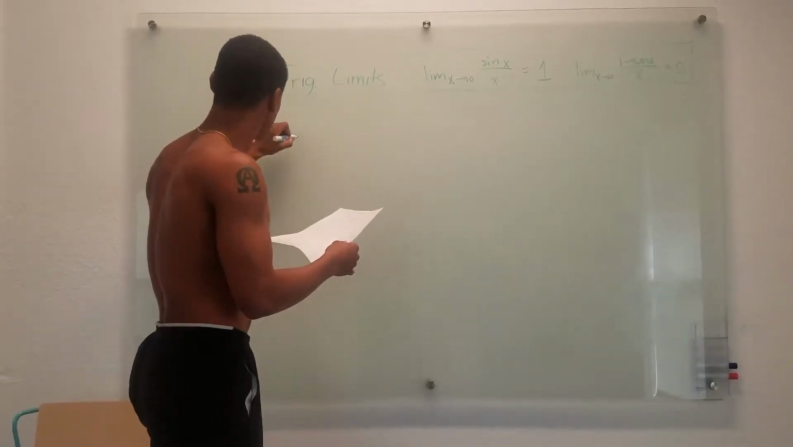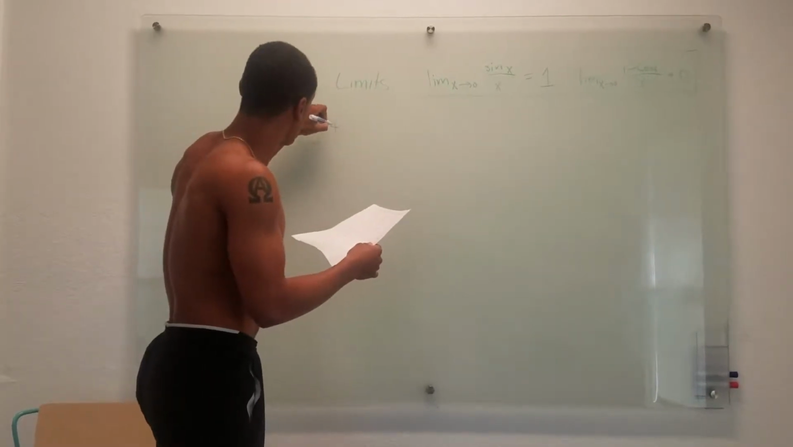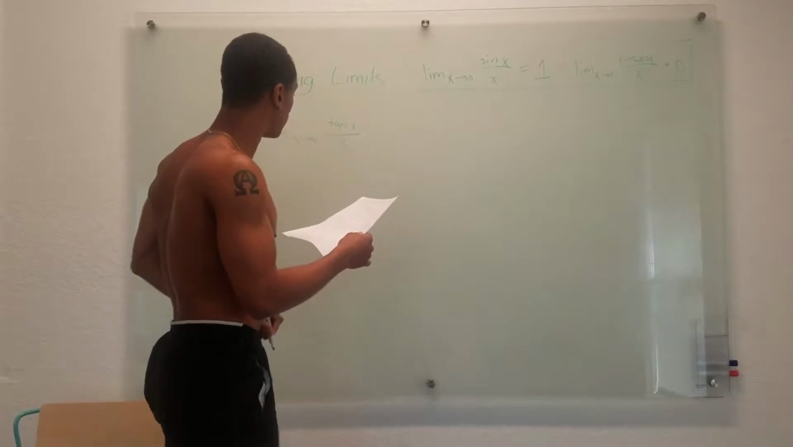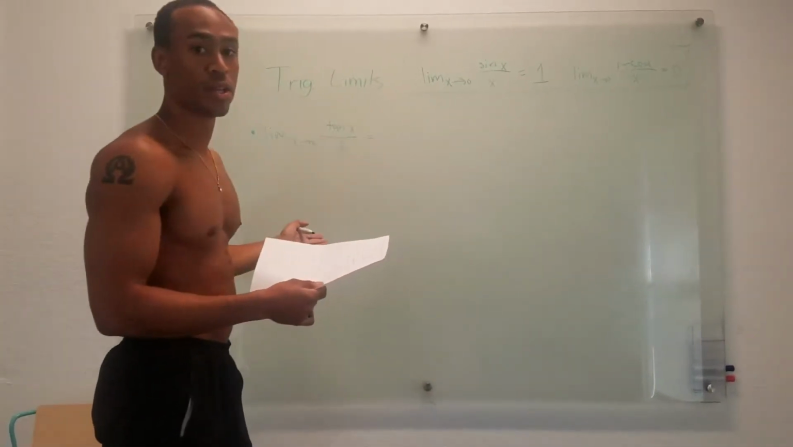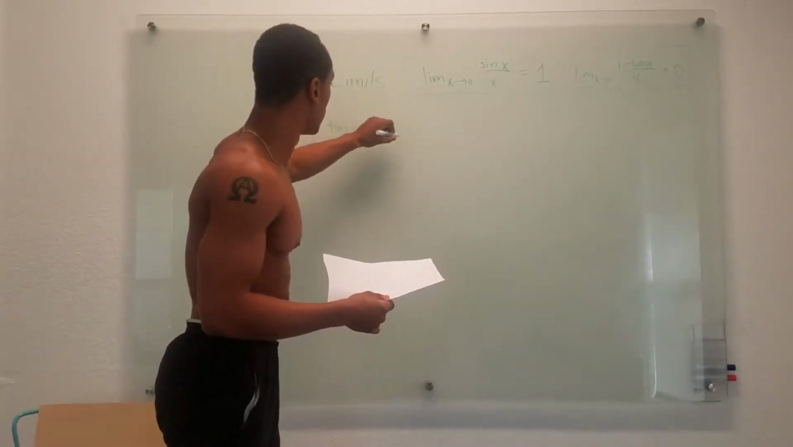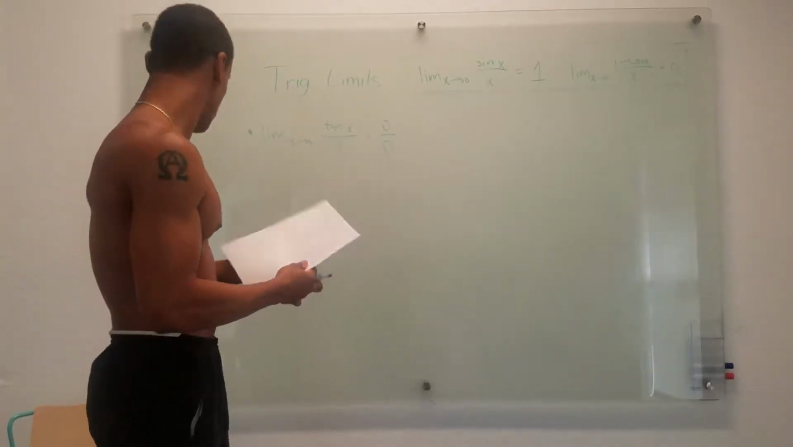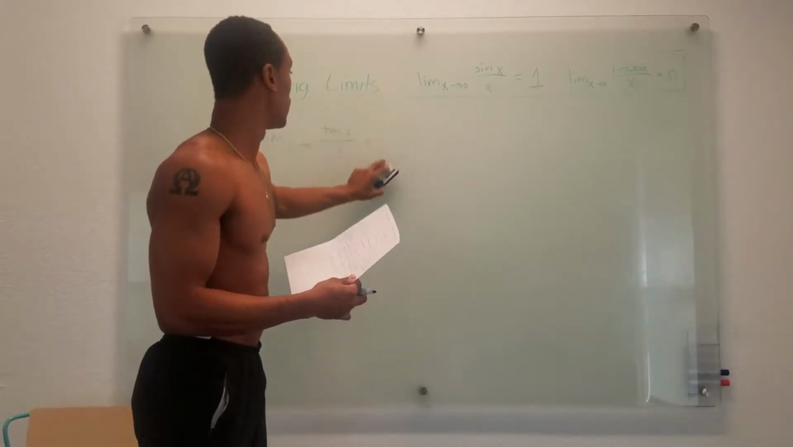limit as x approaches 0 of tangent over x. Okay, so again, we'll try the same approach, plugging in. Tangent of 0 is 0, and we get 0 over 0. We get an indeterminate form. So let's try to rearrange tangent over x so that we can find the limit.